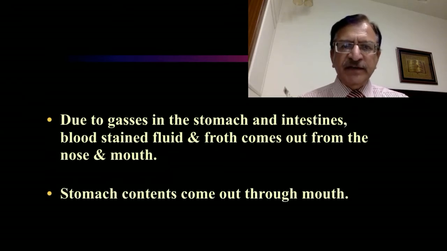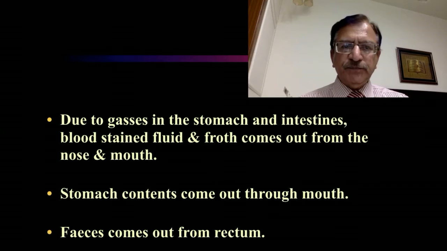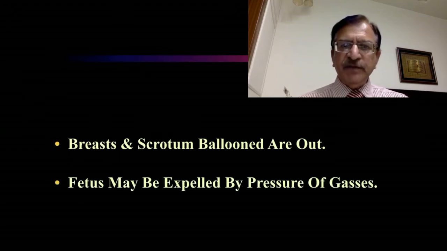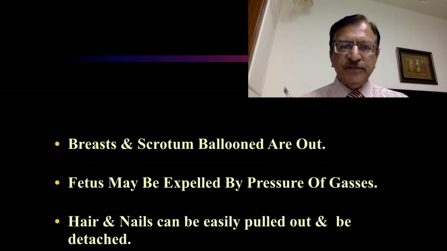And stomach contents also come out through the mouth. And the feces from the rectum are also pushed out by the pressure effect of these gases in the abdomen. The breast and scrotum are ballooned out and the fetus may be expelled because of the pressure effect of gases in a gravid uterus. The hair and nails can easily be pulled out and detached. This is the ballooning of the whole body. The scrotum is massively swollen.